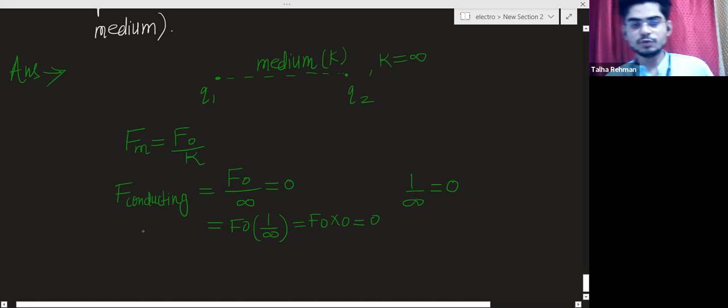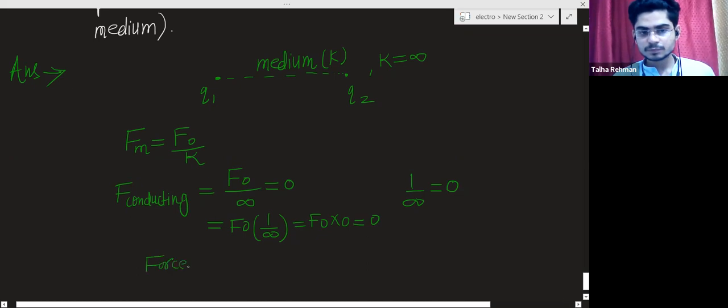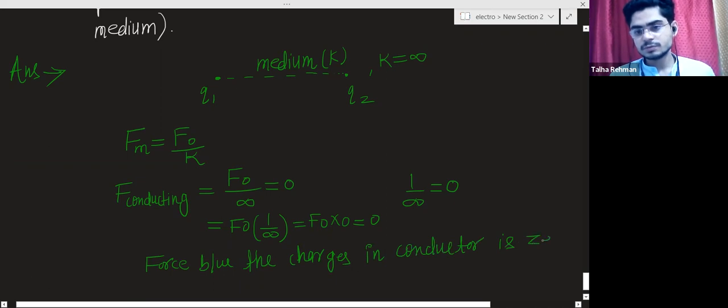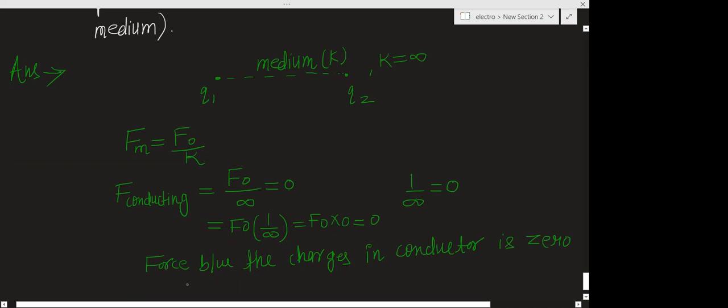Okay. So you can say that the force between the charges in a conductor is 0.